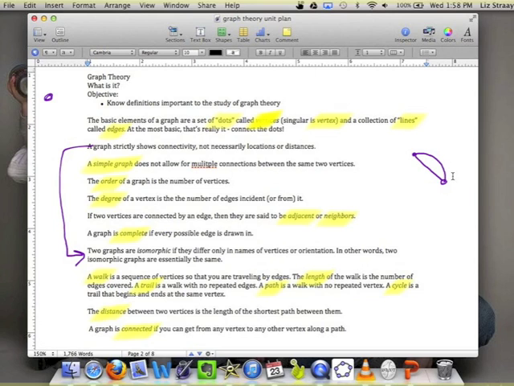Okay? Lots of words. We're going to apply those words to the pictures at the bottom, but first we're going to play a little game.